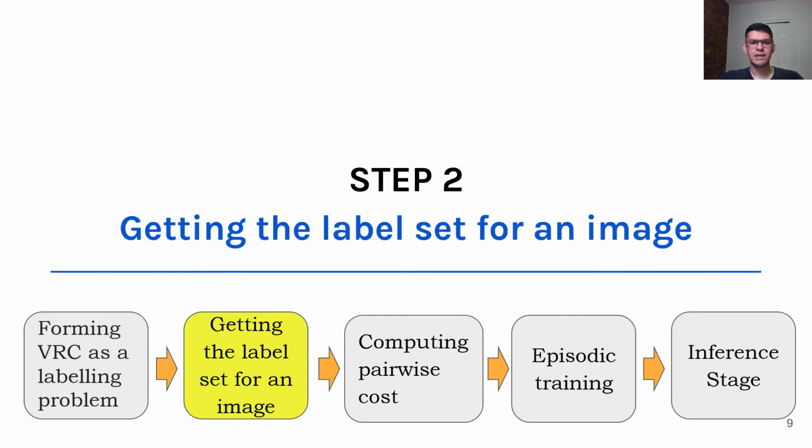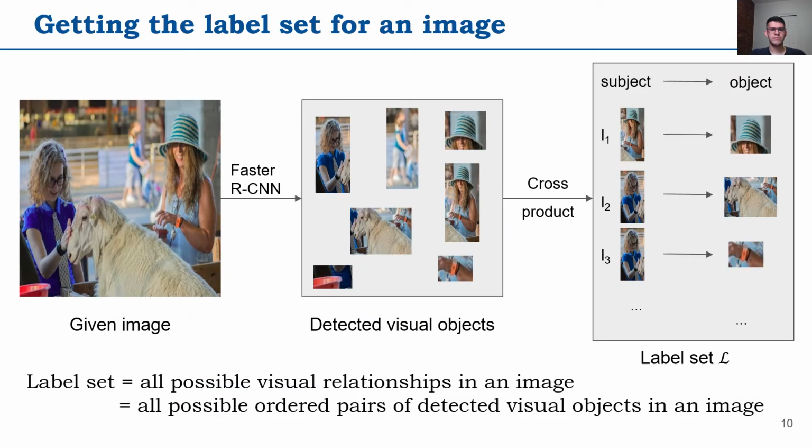But how do we get the label set for an image? We use Faster RCNN to get object proposals for the image. We then create all possible pairs of object proposals and treat them as potential common visual relationships. In this way, all possible visual relationships between the detected objects in an image are in its label set.